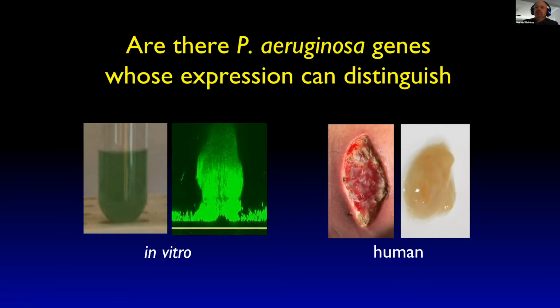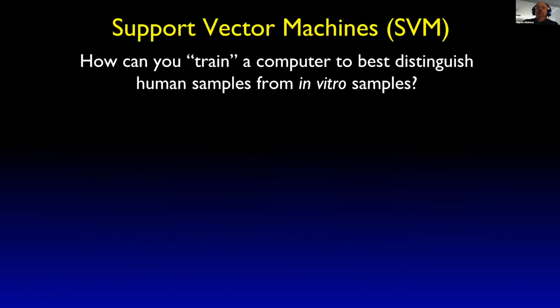But I had a much different question, because remember, the reason for doing this is thinking about, can we use this data in some way to tell us about our models? And so what we initially did, and I think it was a pretty good idea to start with anyway, it was definitely a starting point, is we used something called a support vector machine. So a machine learning framework. And it's very simple. It basically allows you to ask the question, can you train a computer to distinguish between a human sample and an in vitro sample?